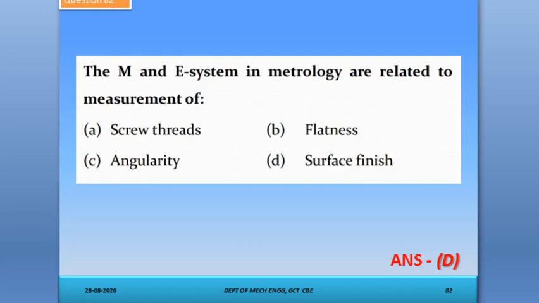The M and E system in metrology are related to the measurement of screw threads, flatness, angularity and surface finish. The M system is the mean system. Both are used in measurement of surface finish. Option B is the correct one.